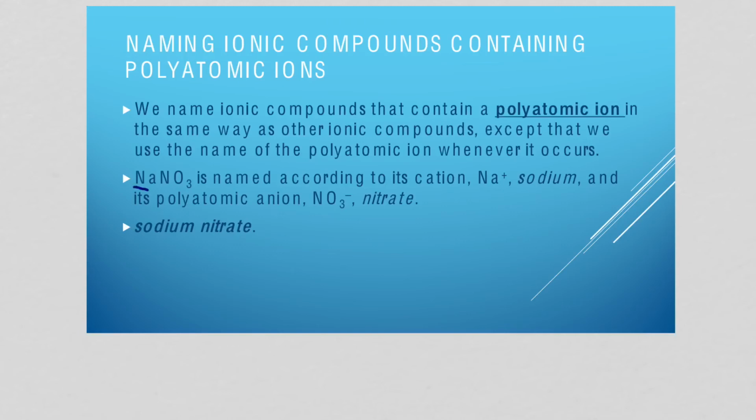So if I have the formula NaNO3, we're going to have the positive ion, which is sodium, Na+, and we will learn that the NO3 minus polyatomic ion, right, that's the nitrate ion, NO3 minus 1. So when I go to write the name, I'm going to use the name of the positive ion, sodium, and I'm going to use the name of the polyatomic ion, nitrate, and it's simply sodium nitrate.